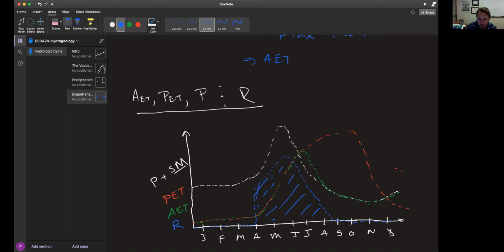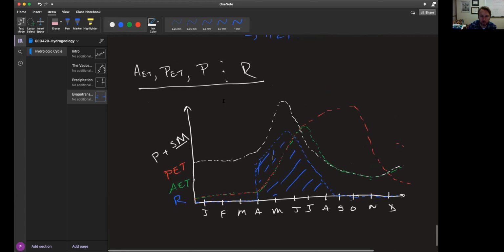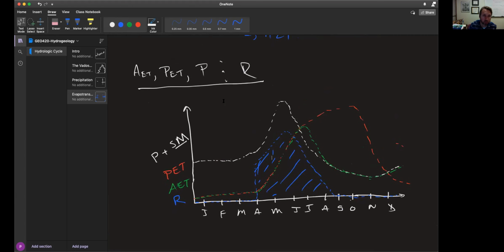All right, and for a lot of the year, PET is greater than precip, and during that time, AET is basically just equal to our precip. And during that time, there's no recharge. Okay, so that's my discussion of evapotranspiration. Again, this is a huge topic. Take Marco's class to really get into it, and I would recommend that highly. But for us, this will be good enough.